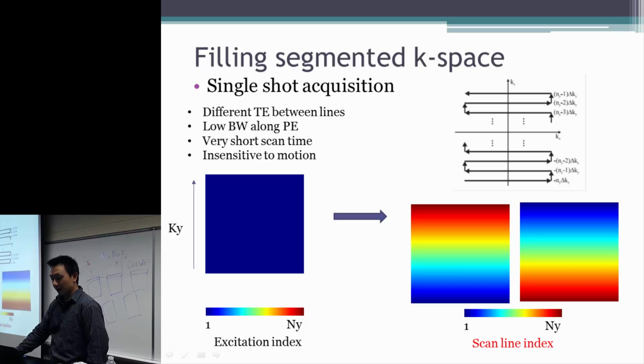So there is a different TE between different lines, and there is a low bandwidth along the phase encoding direction. Because it's a single shot, it can collect the whole K-space in a very short time. The typical time of an EPI slice is less than 100 milliseconds. And because it's a single shot with a very short scan time, it's very insensitive to motion.